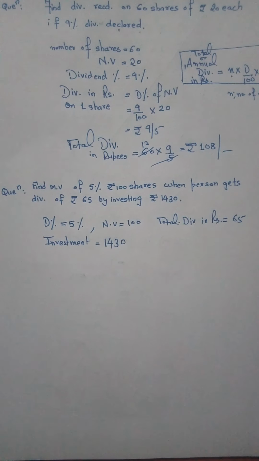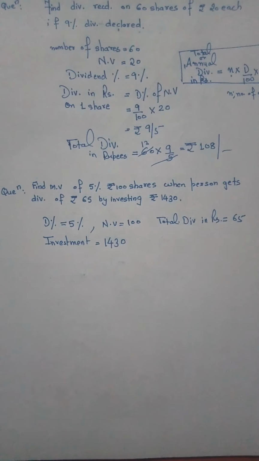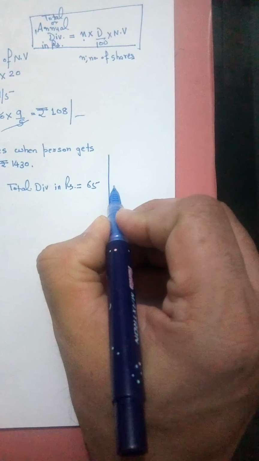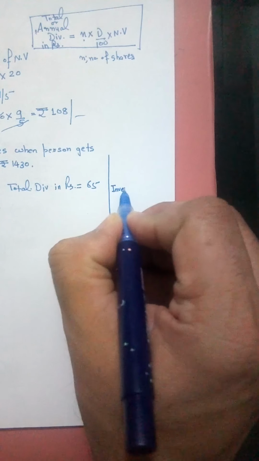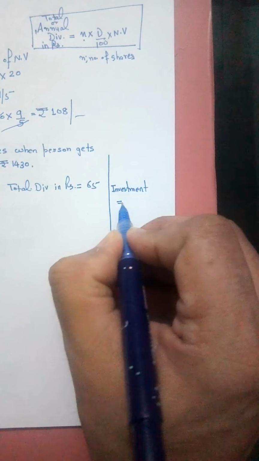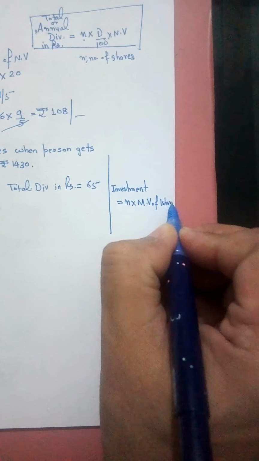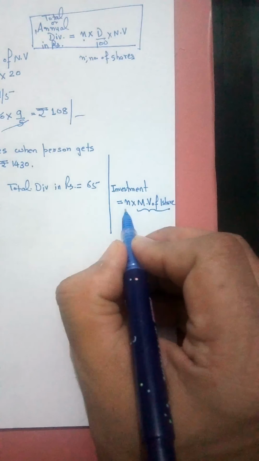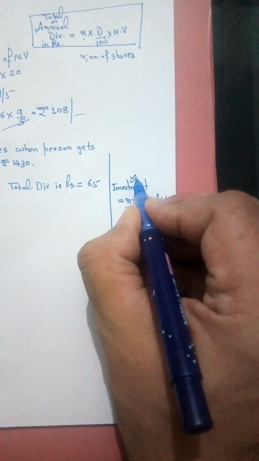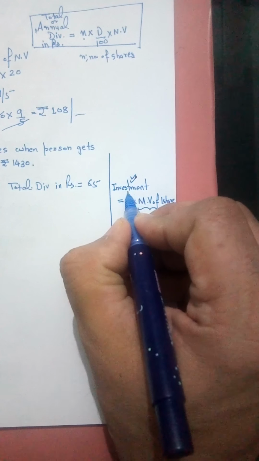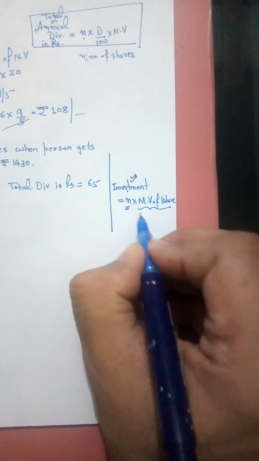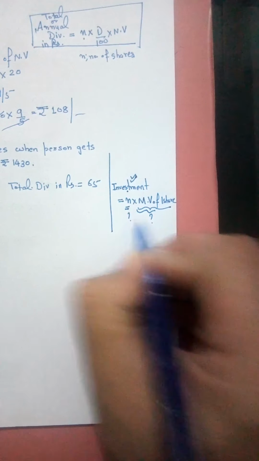I know the total investment, but I don't know the market value of one share, and I also don't know the number of shares. Because if you remember in your mind all the formulas, we had learned a formula that investment is equal to number of shares into market value of one share. Like if you know the market value of one share and you multiply with the number of shares, you get investment. Here I know the investment, but I don't know the number of shares, and I also don't know the market value of one share.